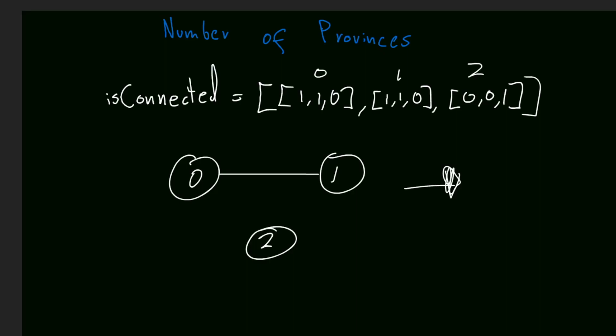Hello and welcome to LeetCode 547, Number of Provinces. This is quite an easy problem. It goes like this: there are a number of cities. Some of them are connected while some are not.